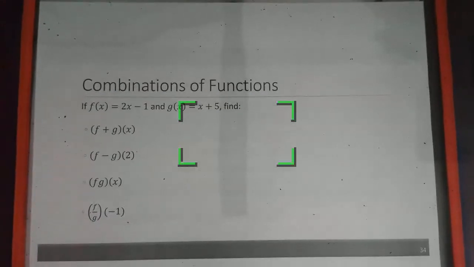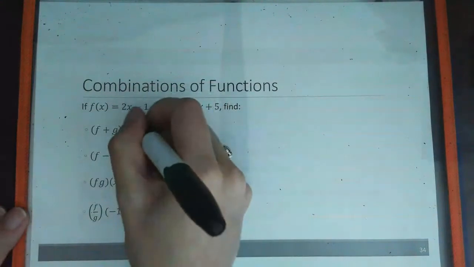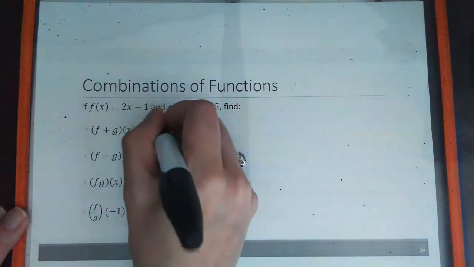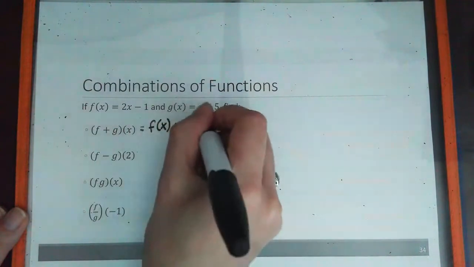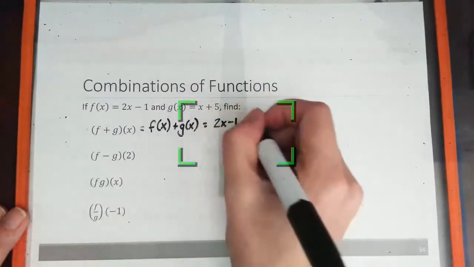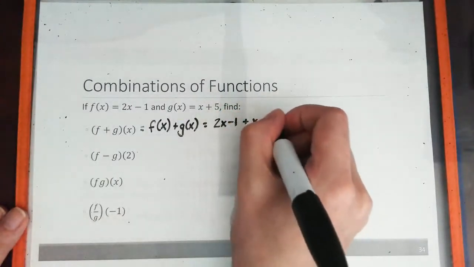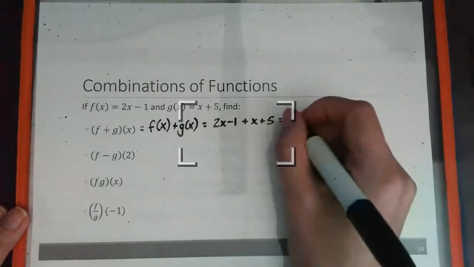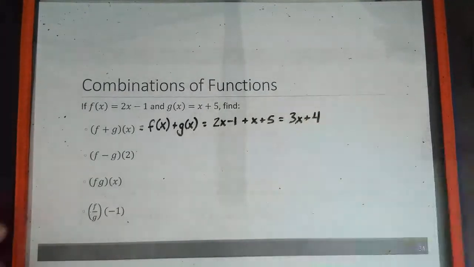So first up, we have if f of x is equal to 2x minus 1 and g of x is equal to x plus 5, find f plus g of x, f minus g of 2, fg of x, and f over g of negative 1. So starting off with f plus g of x, according to that last slide, we can break this into f of x plus g of x. So that'll be my f of x, 2x minus 1, plus my g of x, x plus 5. All I got to do is combine my like terms, and I'm looking at 3x plus 4.